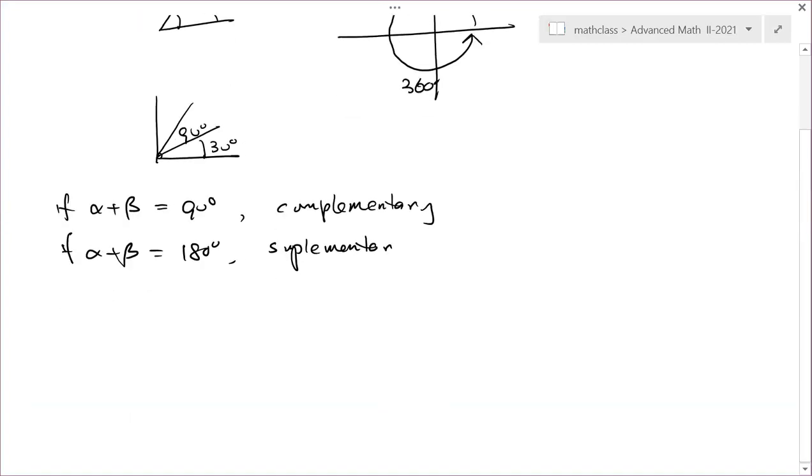Here's a picture. You have two angles. This is alpha, this is beta, and this is 90 degrees. Alpha plus beta is 90 degrees. This is another one. Here's alpha, and that's beta. Add them together. Beta is larger than 90 degrees in this case, so alpha plus beta is 180 degrees. Those two angles are called supplementary angles. Those are the names.